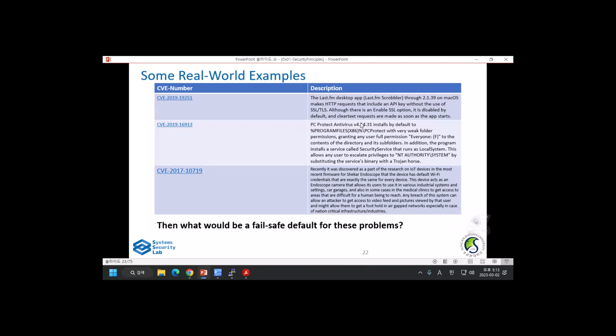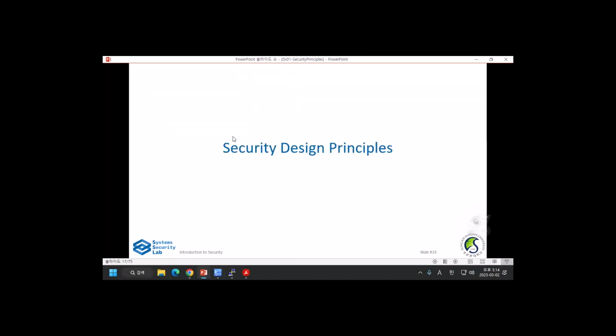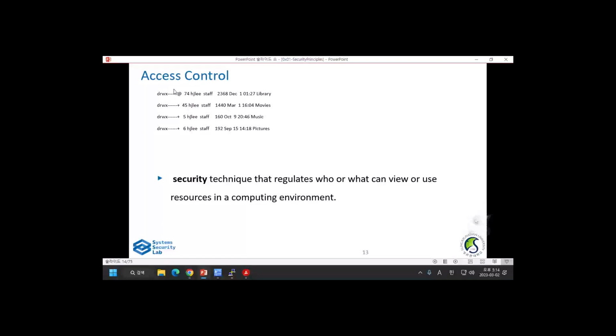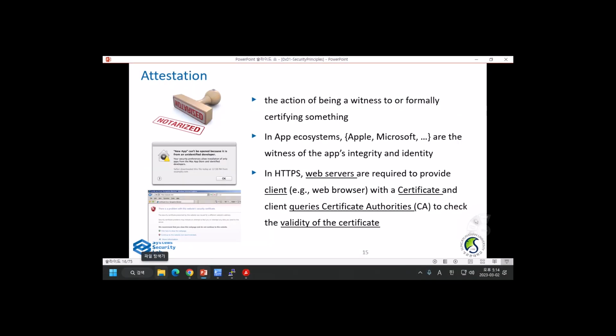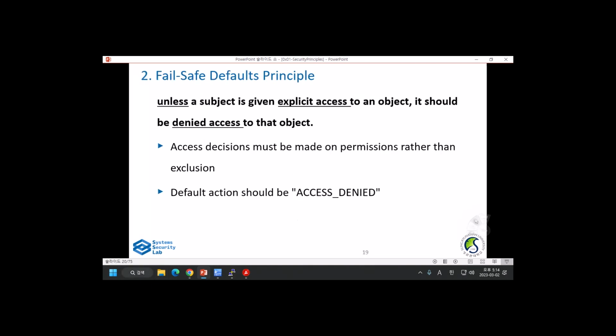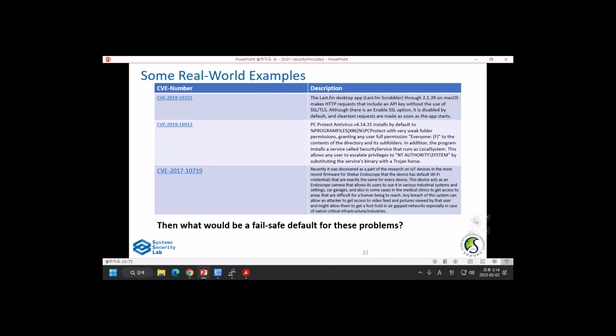Antivirus software installs important configuration files to a folder that basically has open-to-everyone permission. So basically any software installed on the system can modify the settings of the antivirus.